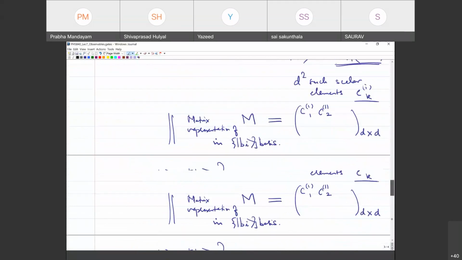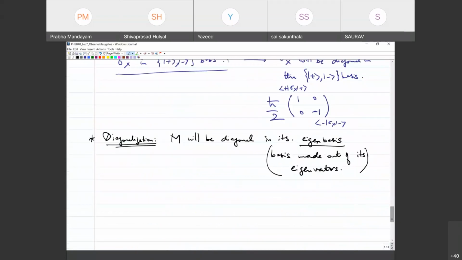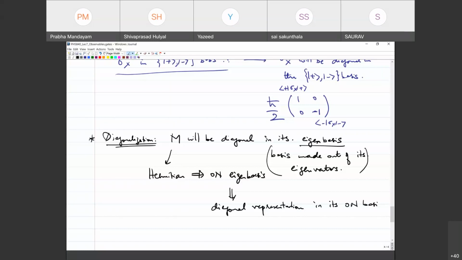So the fact that it's Hermitian implies always the existence of an orthonormal eigenbasis, which then implies that the matrix always has a diagonal representation in its orthonormal basis, right? So we say that Hermitian matrices are diagonalizable, okay? So this again is an important physical property.